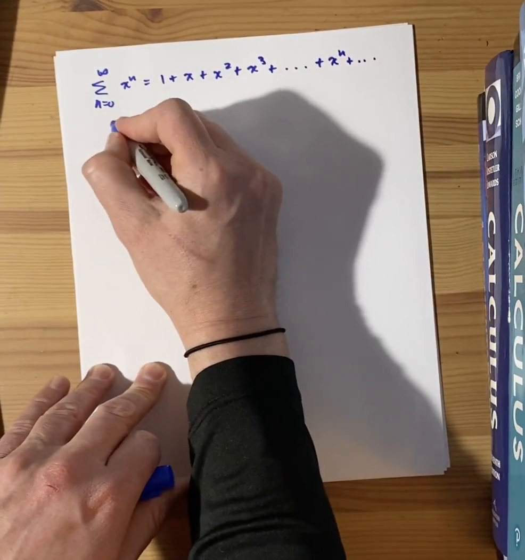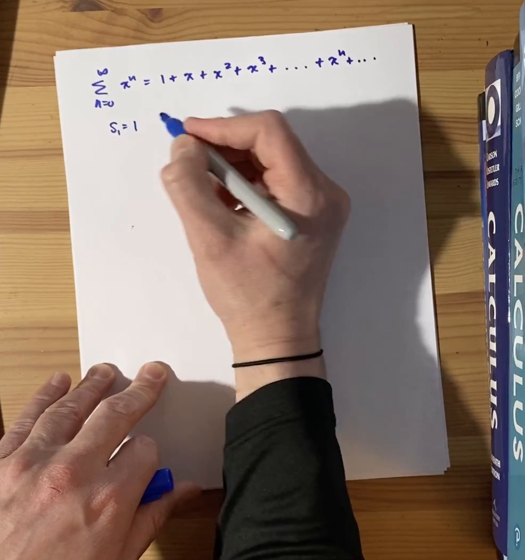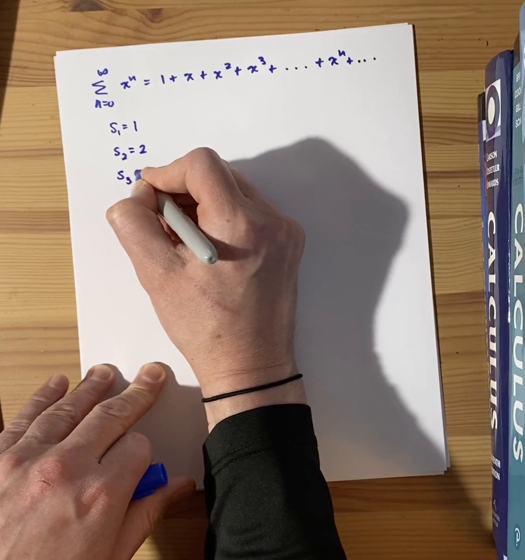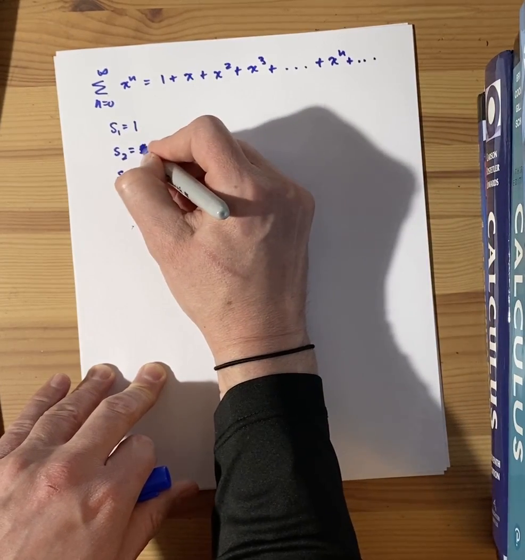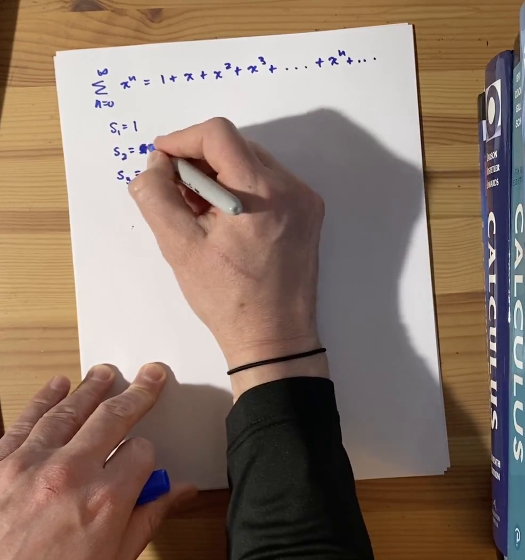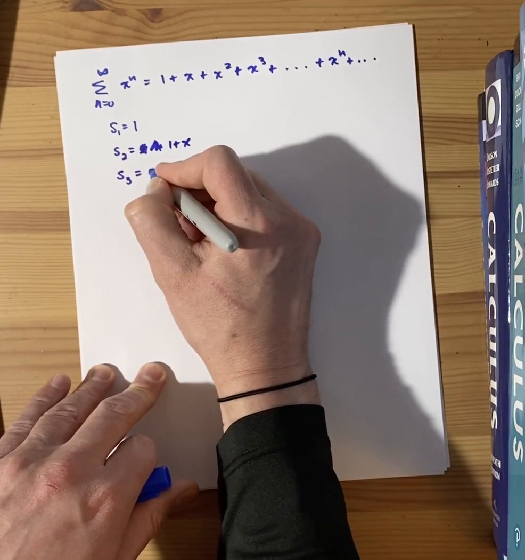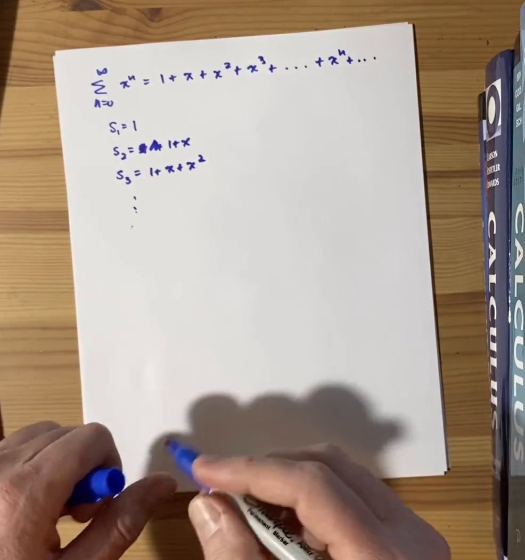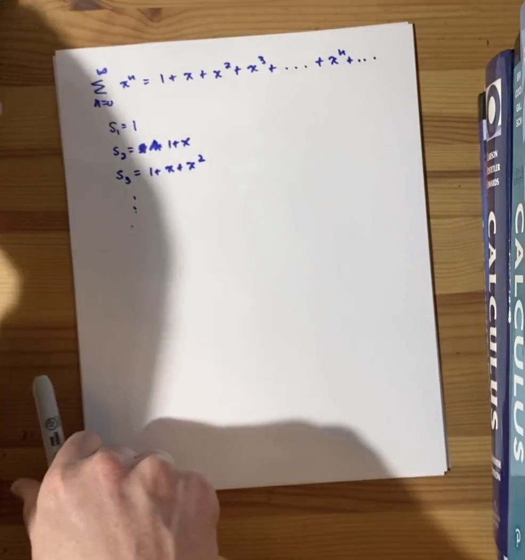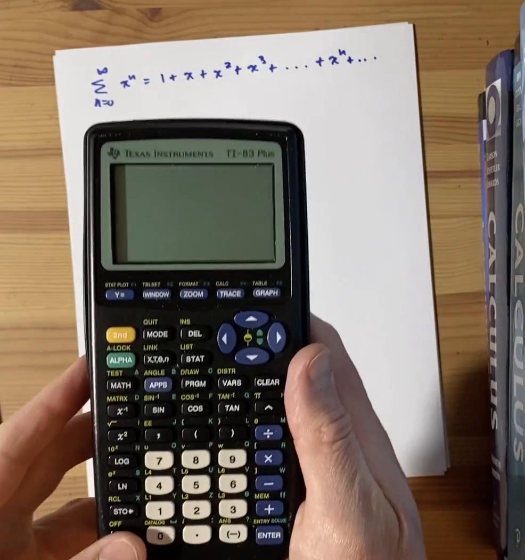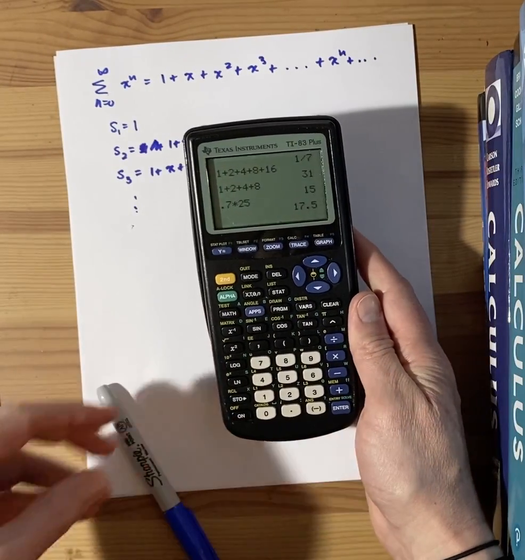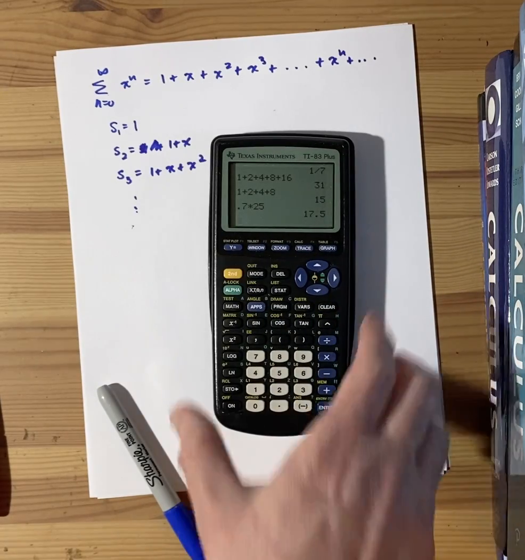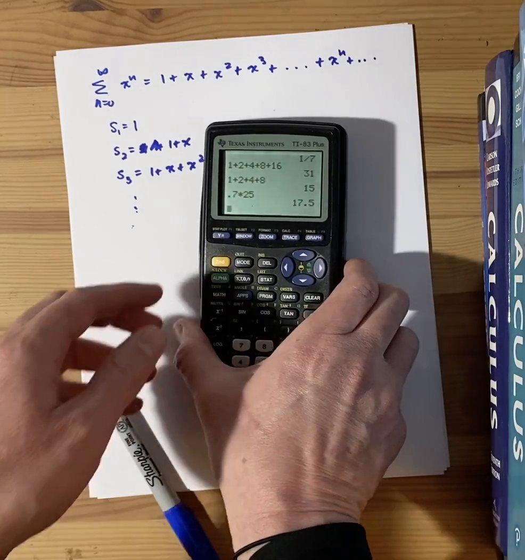I'm going to talk about partial sums. The first partial sum is 1, the second partial sum is 1 plus x, then you have 1 plus x plus x squared, and so on. And this continues. Hopefully we can see this. Can you see this? You can see it a little bit.